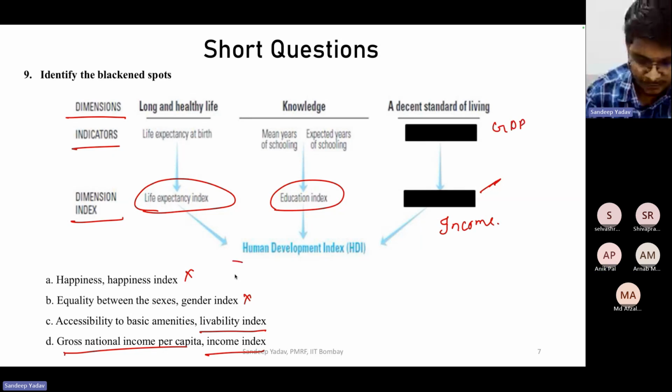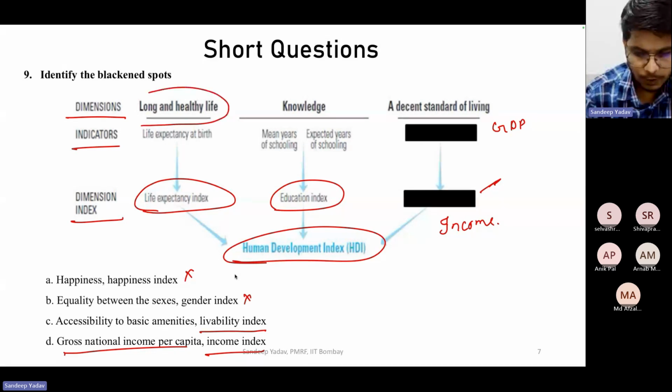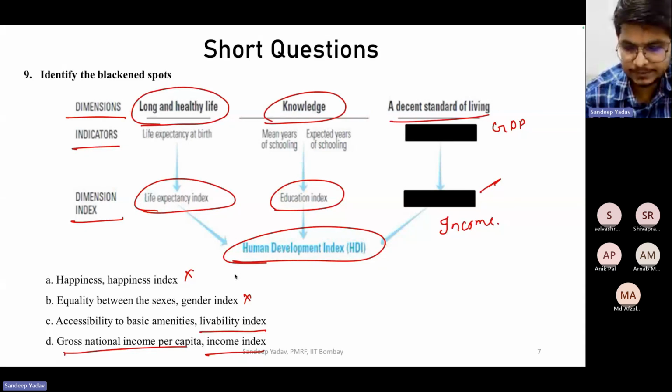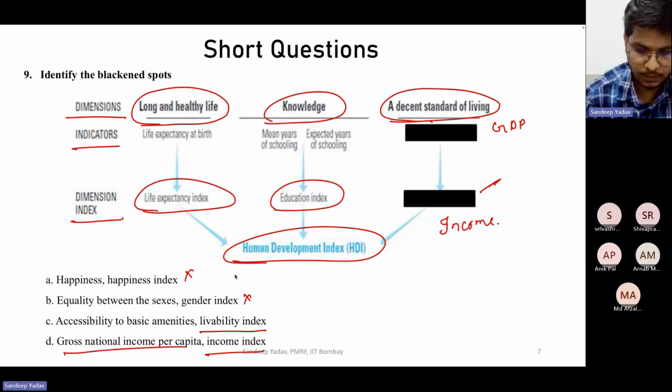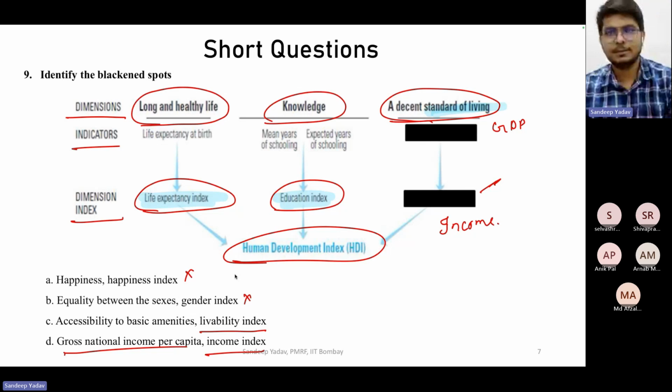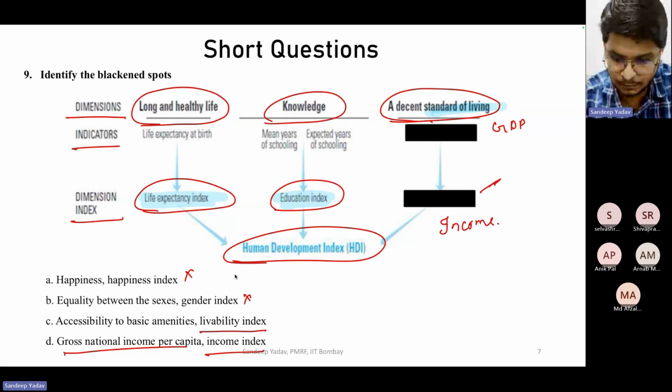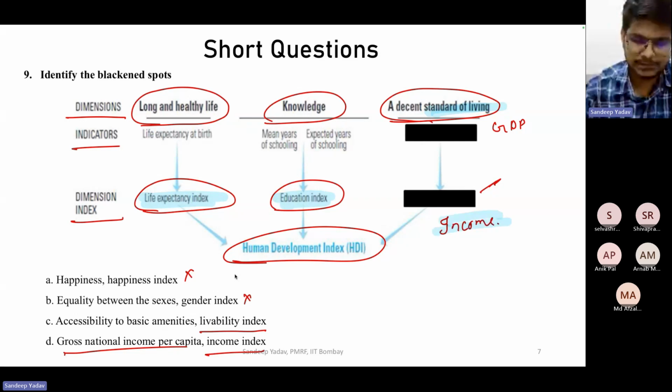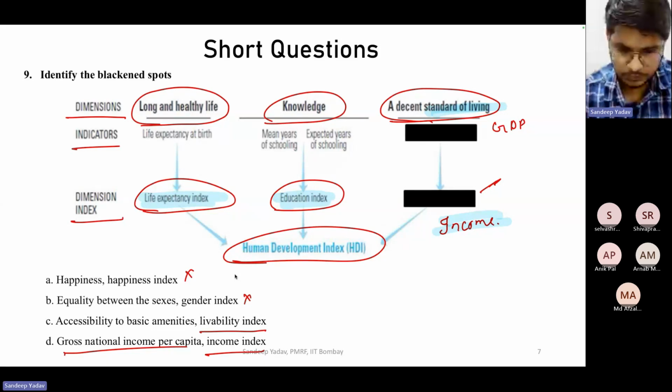So if you see the Human Development Index, it is the combination of the dimensions: long and healthy life, knowledge, and decent standard of living. The long and healthy life comes from the life expectancy index. The knowledge comes from the education index, and standard of living means GDP. GDP reflects the per capita income, how much income one person is generating in that country, the average income. So that will come from the income index. So this slide summarizes what the HDI is. I hope this solves the questions.